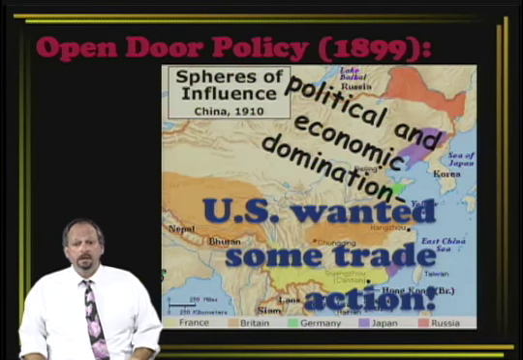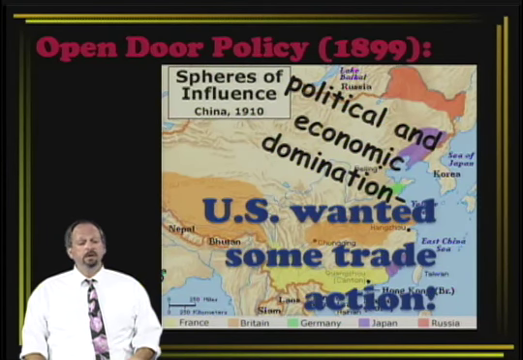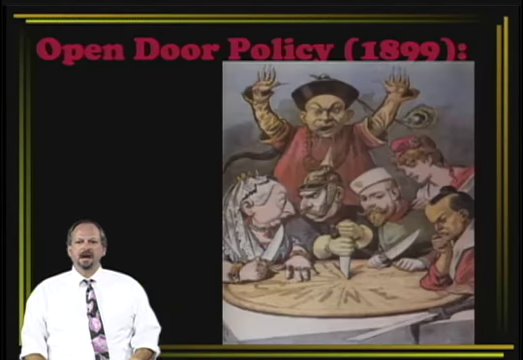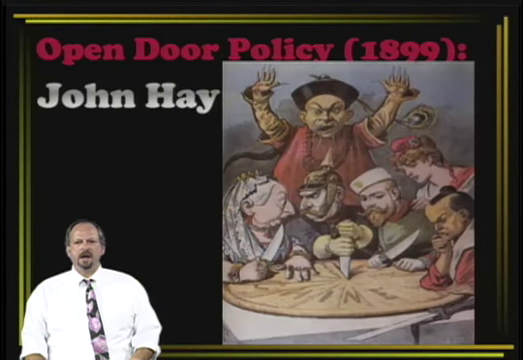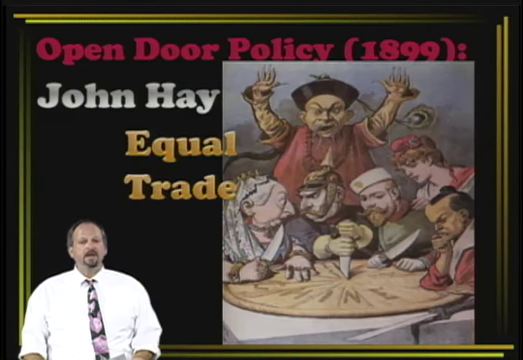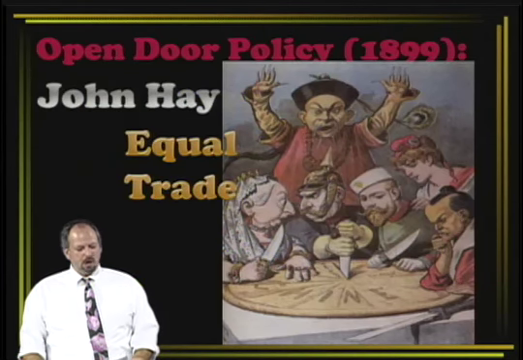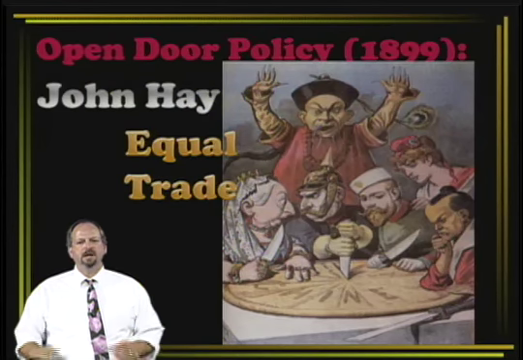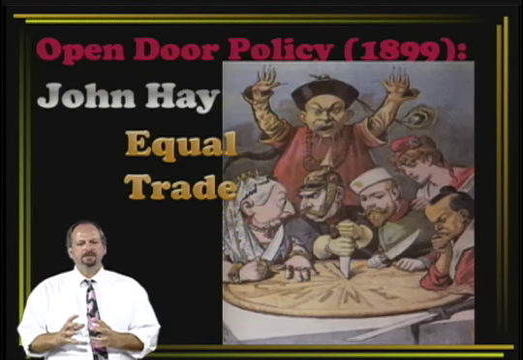We wanted access to trade. We knew there was a vast market. And so, in 1899, Secretary of State John Hay demanded an open-door policy. That is to say, a policy that would give equal trading rights to all nations in China. Again, we wanted full access.